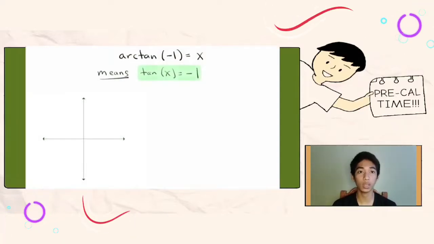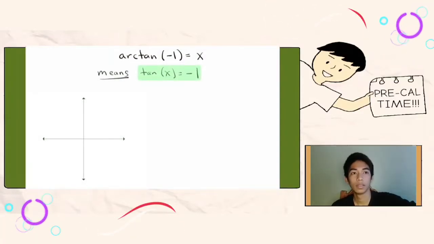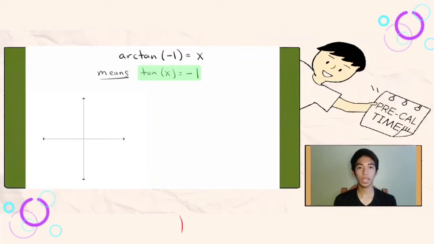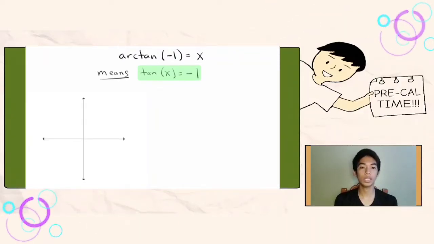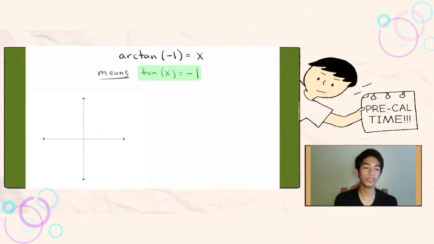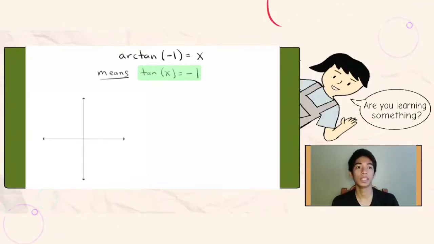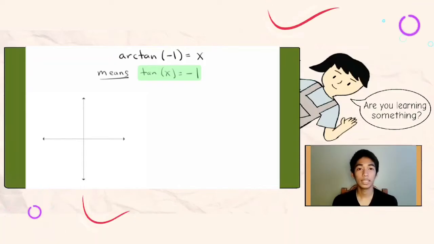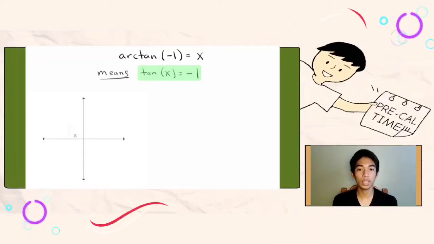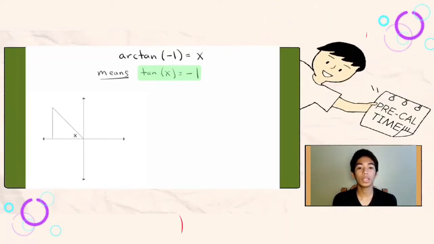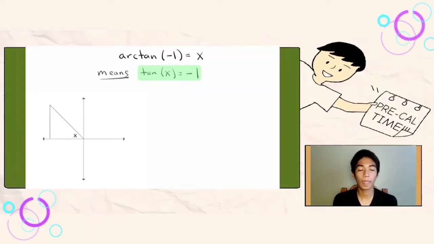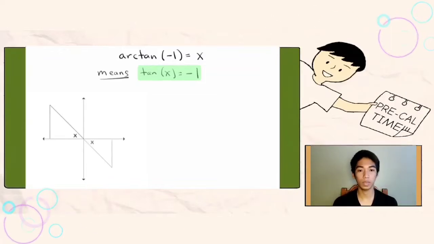Arctangent of negative 1 equals x. That means tangent of x equals negative 1. Just like my very first step, I'm just checking where tangent is going to be negative. Tangent is negative in the second quadrant, so the triangle could be there. And in the fourth quadrant, so the triangle could be there.